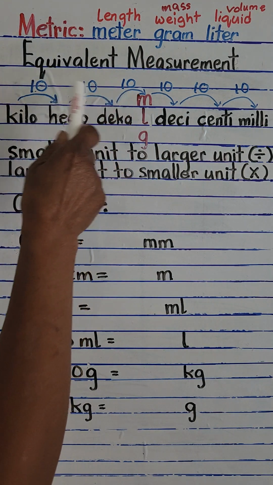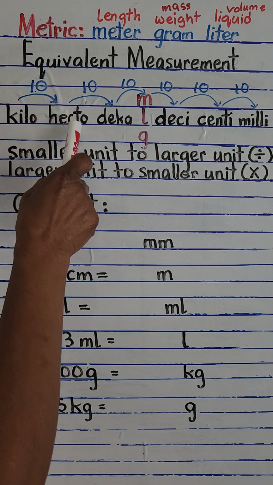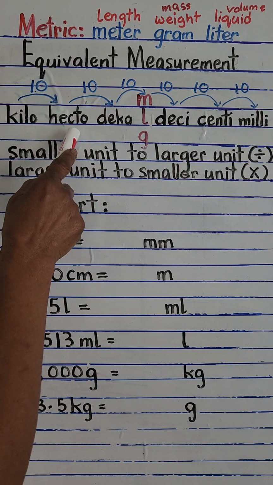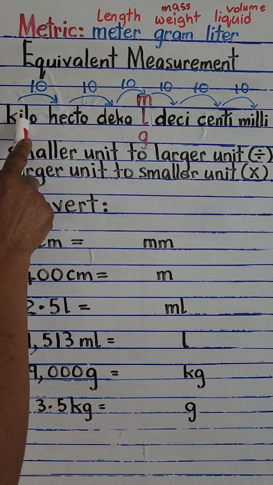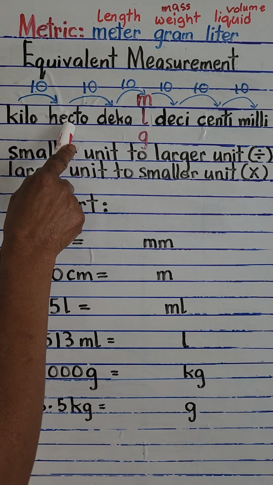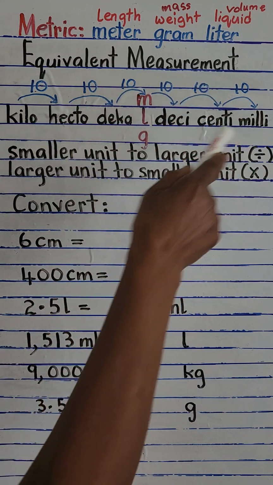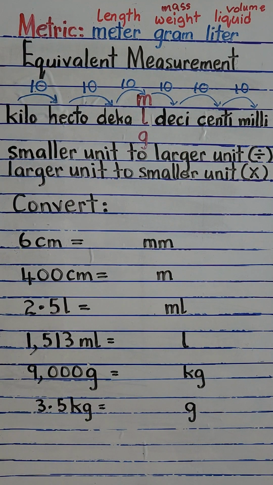And as you can see, each unit is 10 times the one to the right of it. So kilo is 10 times hecto, hecto is 10 times deca, and so on. So the task for today is to convert to equivalent measurements.